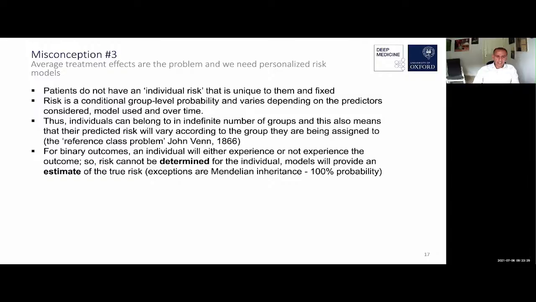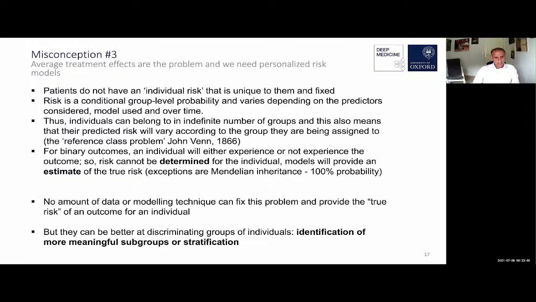It means that at the level of the individual, the person will either get the event or not. So therefore, the risk cannot be determined. Models will only provide an estimate of the true risk, with a few exceptions that are probably not worth mentioning. And these fundamental features of risk mean that no amount of data or modeling technique can really overcome this challenge and provide true risk for an outcome of an individual.